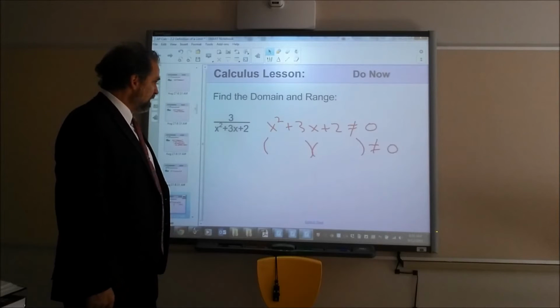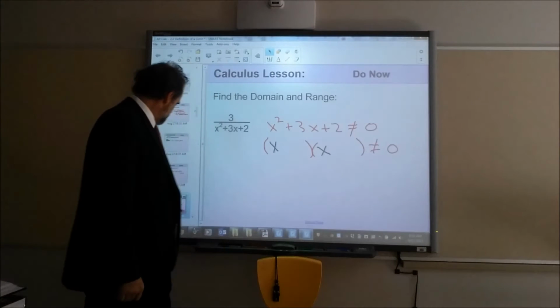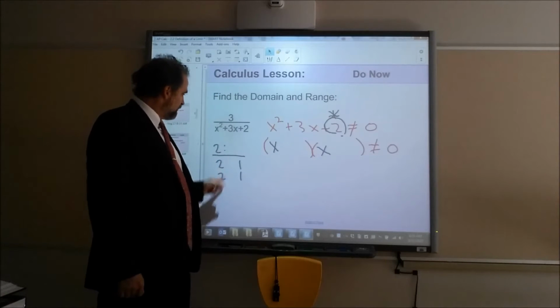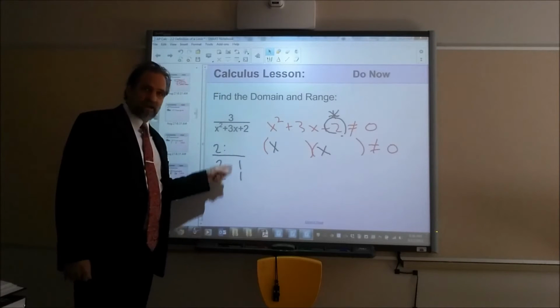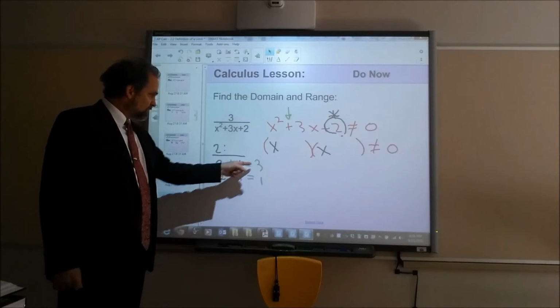So that cannot be. I set it up to be two binomials. I know x times x is x squared. I know that 2 times 1 makes it 2. I don't know whether it's add or subtract. This is the method we did in Algebra 2. So I said, let's try both and see which one gives us a 3.